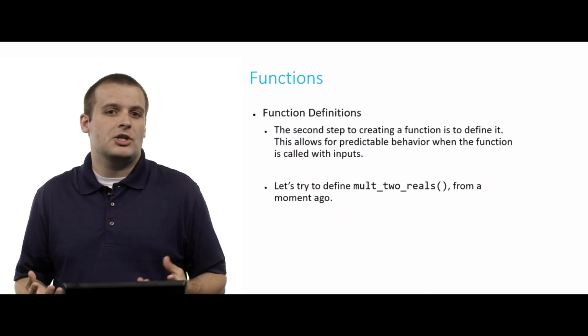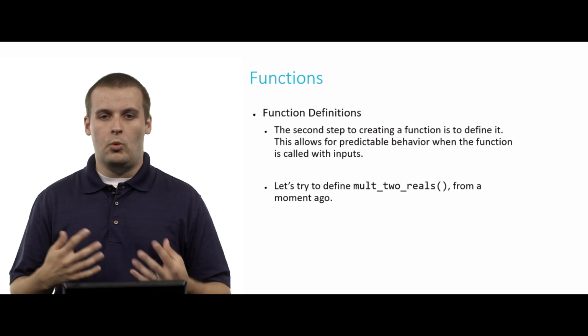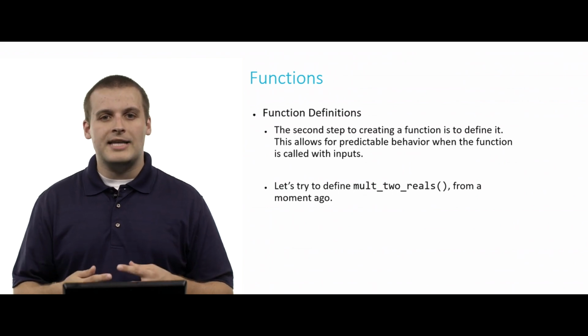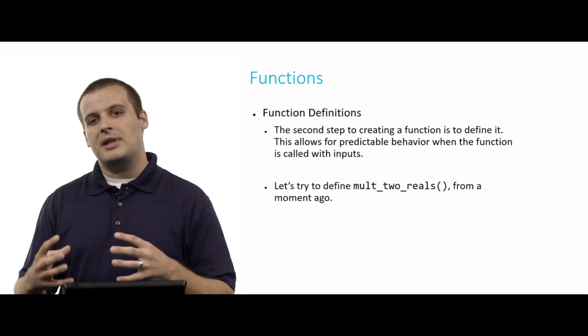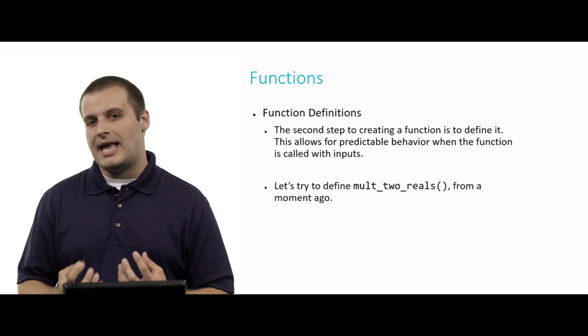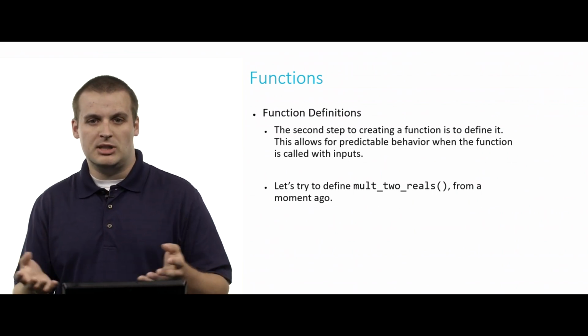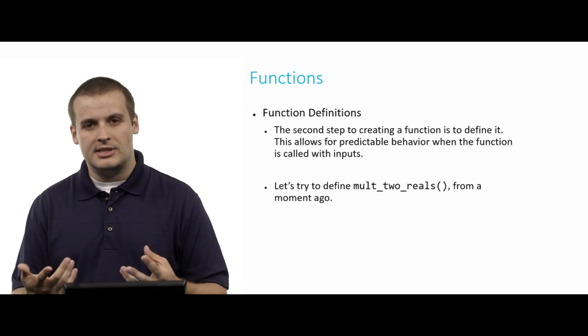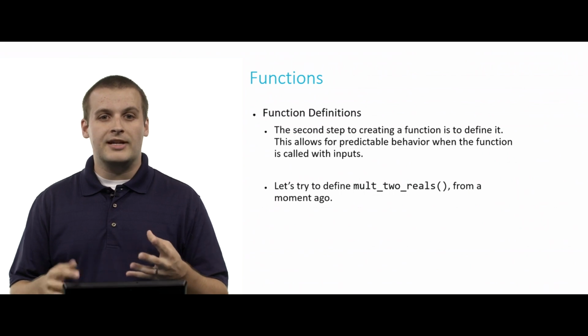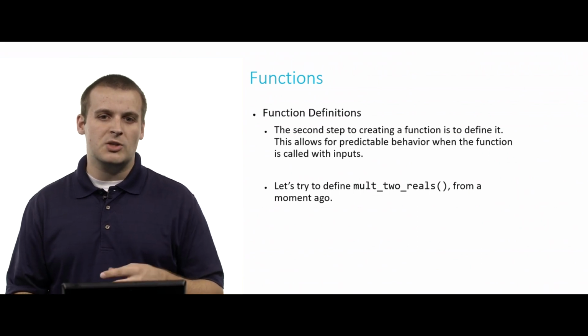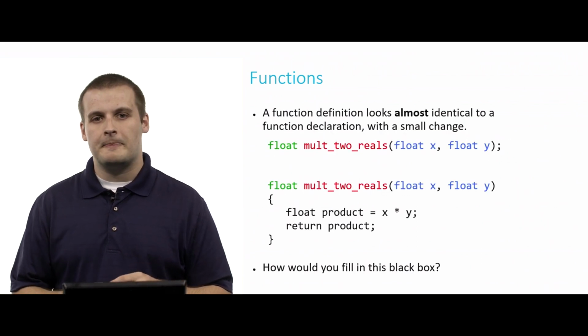All right, so we've declared a function. That's great. We've told the compiler what it is, what we're going to be doing. Now let's actually write that function. Let's give it a definition so that inside the black box, predictable behavior is happening. And in fact, we are multiplying two real numbers together, or adding numbers together, or doing whatever it is that we asked our function to do. So in fact, let's try and define mult2reals, which we just talked about a second ago.